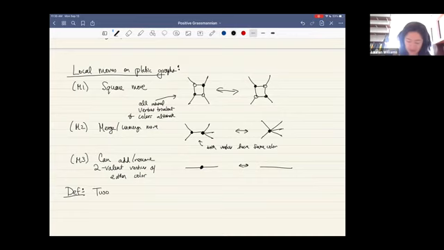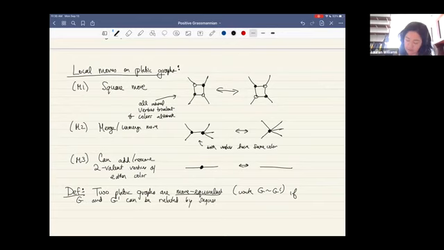And then we say that two plabic graphs are move equivalent, and we write G equivalent to G prime, if G and G prime can be related by a sequence of moves M1, M2, M3.